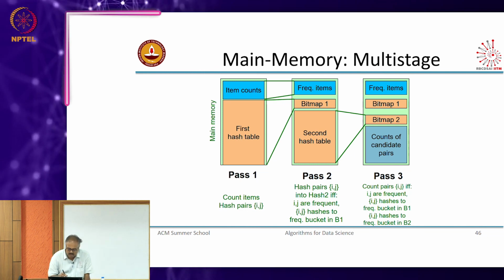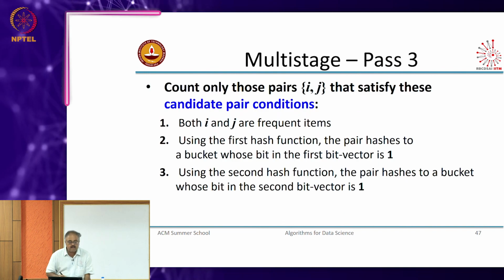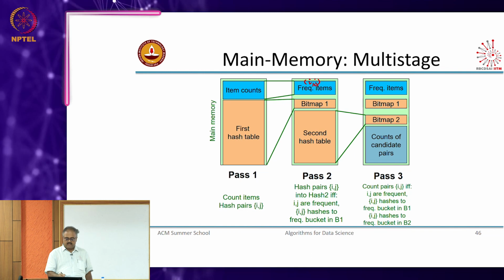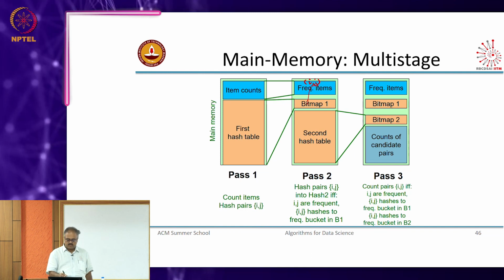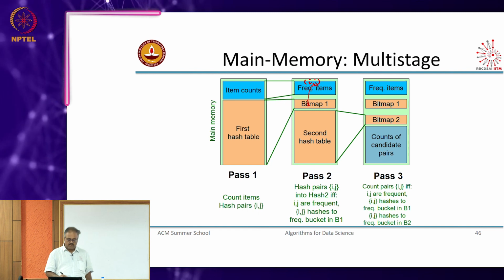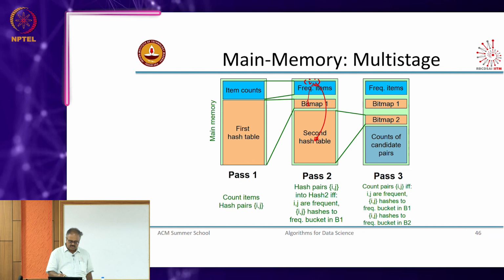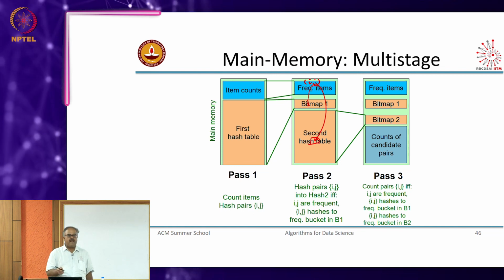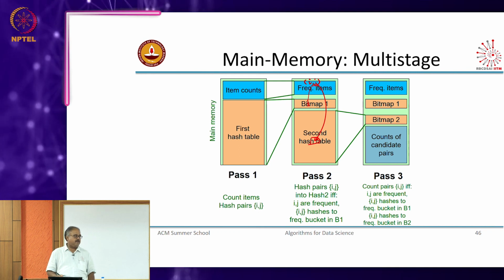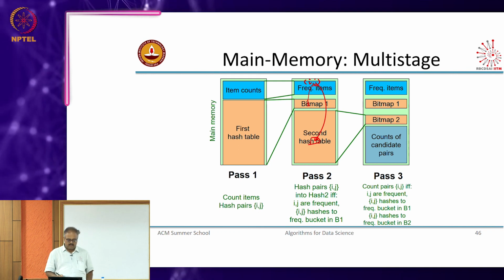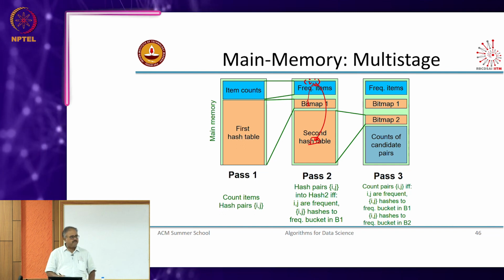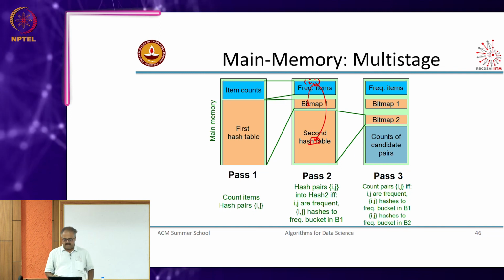So, I will pick 2 items from here, and I will check whether these 2 items hash to a 1. If the pair hashes to a 1, then I will rehash it to some bucket here and add a 1 to the count. Just like I did in phase 1 or pass 1, I will do the same thing in pass 2, but now I will only count if they are already belonging to the candidate set.